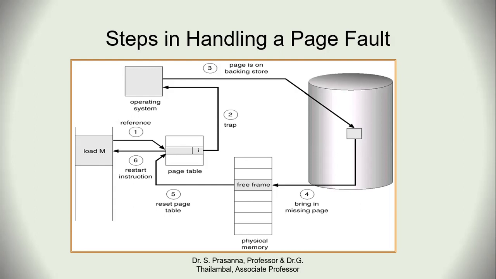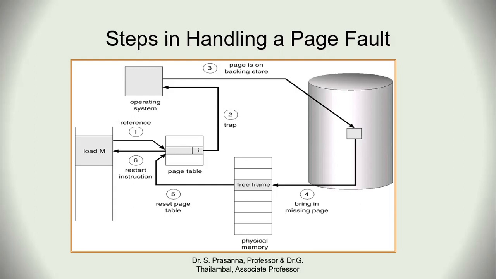But as it finds it is available in the backing store, you have to bring in the missing page after finding the free frame in the physical memory, note down the frame number and store it in the page table. So you have to reset the page table. Now it is available in the physical memory, so the invalid bit needs to be converted into a valid bit. That is the fifth step.